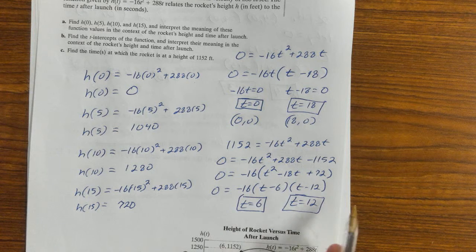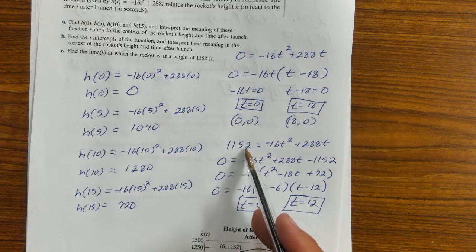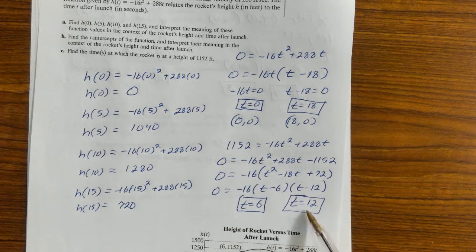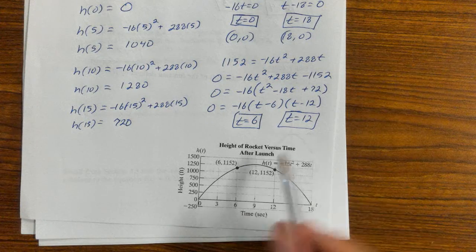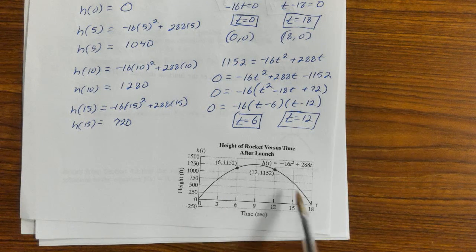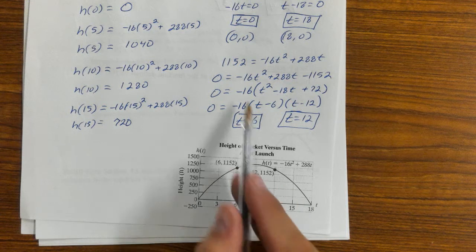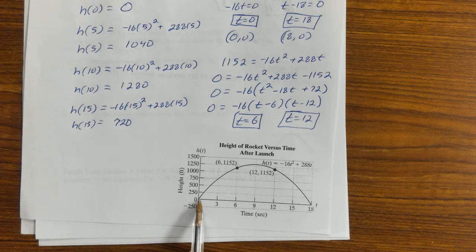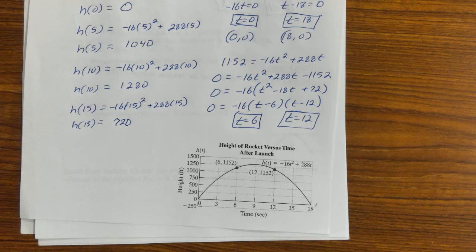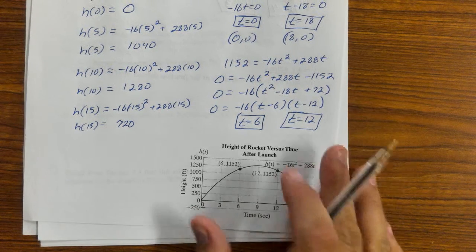So now, let's interpret the problem. At 6 seconds, the height of the rocket is 1152 feet. And it's also at that same height at 12 seconds. And here is actually a graph that verifies most all of our answers here. So here's the 6, 1152, and here's the 12, 1152. Here's our t-intercepts, in this case, 0, 0, and 18, 0. That's how you solve example number 7.